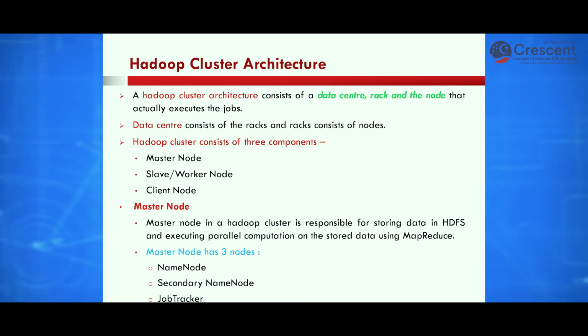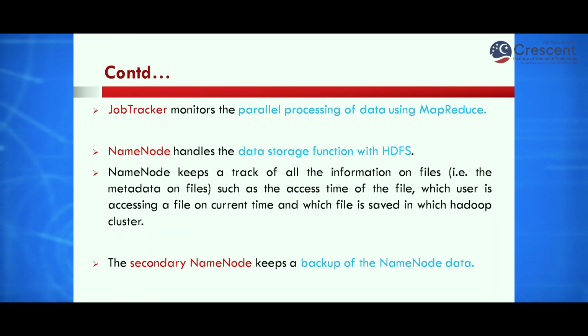The master node has 3 components. One is the name node, secondary name node, and then job tracker. So the job tracker will do the parallel processing of that data using the MapReduce model. The name node will handle the data storage function in the HDFS part. It keeps track of all information on the files. Then the secondary name node keeps the backup of the name node data.